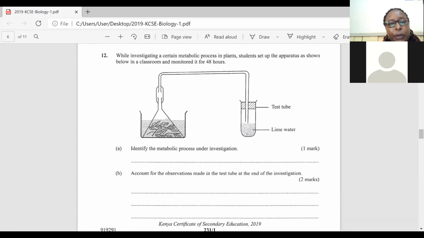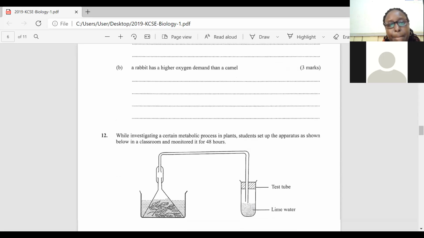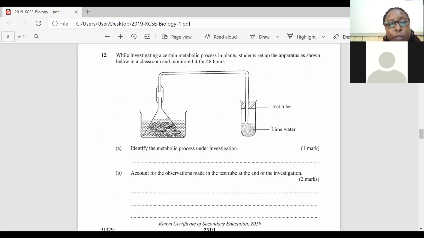Then we have question 12. We have that question 12. Again, another experimental question. Part A, identify the metabolic process under investigation. So we had some aspects for the learner to look at, or to guide them in giving the answer. We had lime water. We also have some plants which are in water, and then the setup was to be monitored for 48 hours. So looking at that, it would have led to the student talking about the process of respiration.